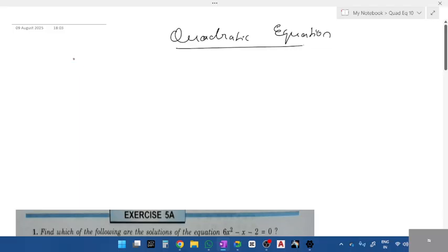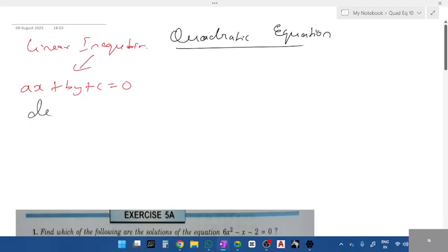Quadratic equation. See, before this we had linear inequation, simultaneous linear inequation. So quadratic equation is not linear inequation. See, if I take ax plus by plus c is equal to 0, okay, what's the degree given here? What's the degree for all these values?